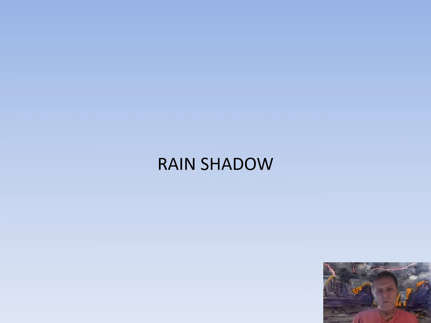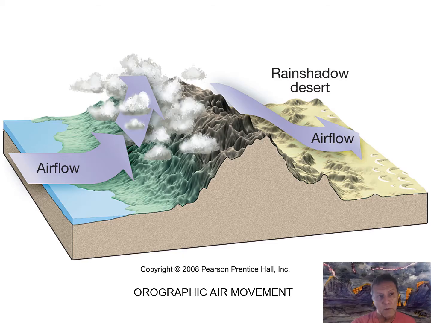Rain shadow. What is a rain shadow? Well, again, as air rises, it cools. In some situations, air is forced to rise. For example, when an air mass comes in from the ocean that's laden with moisture, it runs in along the coast and then it runs into a mountain range. What happens? Well, the air has no choice but to go upwards.